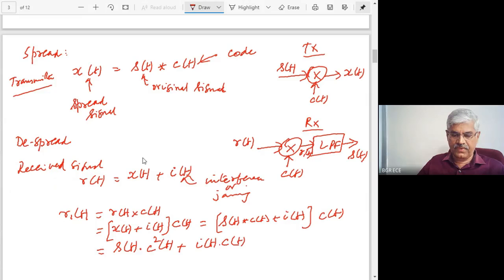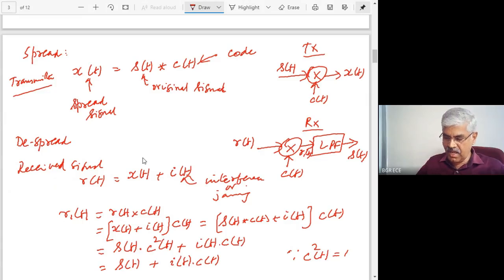Now the c, as we said, is also the code. The code is a pulse waveform, either plus 1 or minus 1. So c square is always 1, because the chip is either plus 1 or minus 1. So I can call this s of t, since c square of t is equal to 1, plus I of t into c of t. Okay. So this is the r1 of t. s of t is a low pass signal. Actually, this is the original signal. So we got the s of t in this process.